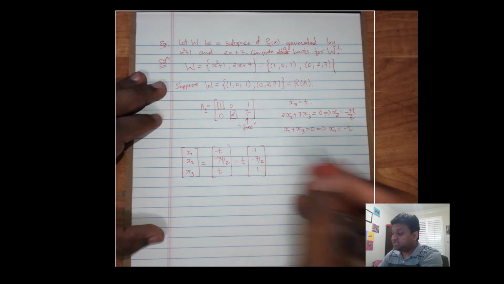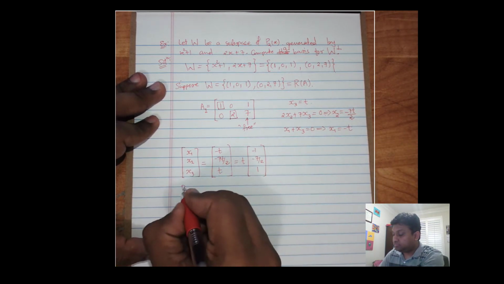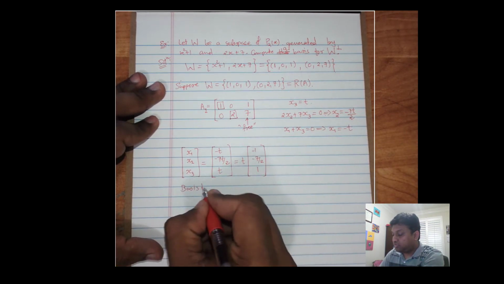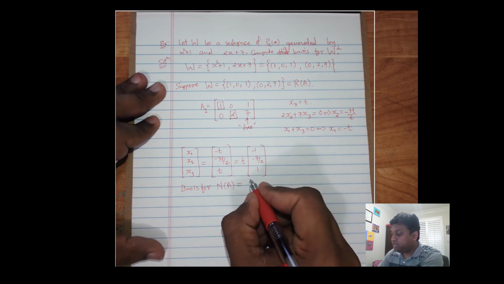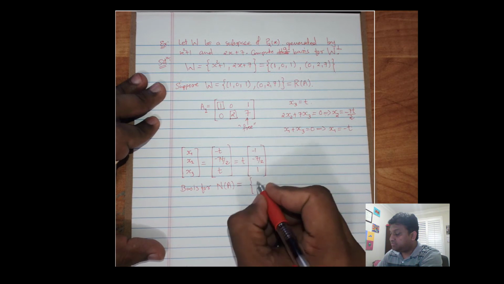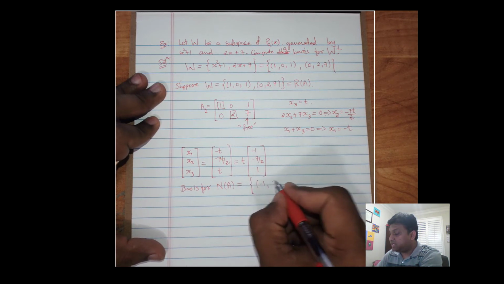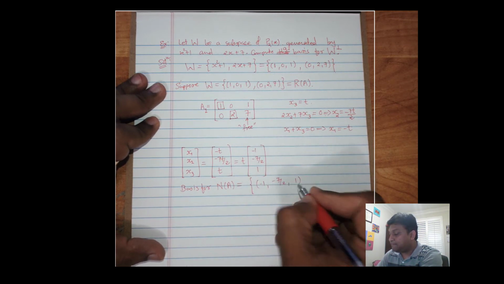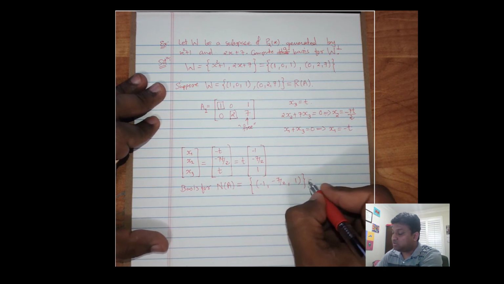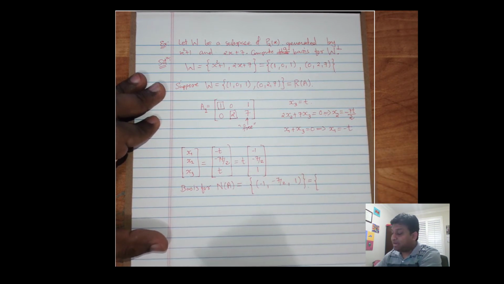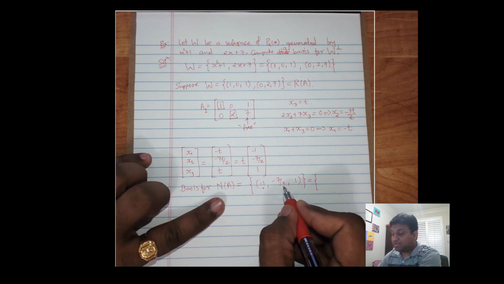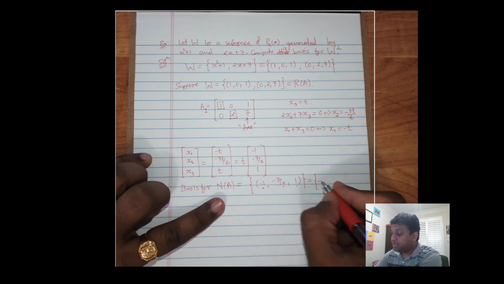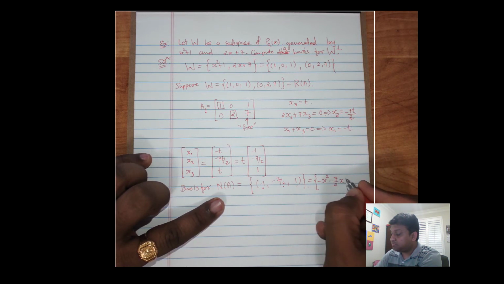So the basis for the null space of A is going to be this particular vector, negative 1, negative 7 over 2, 1. Or you can write it in terms of a polynomial. Let's write it down. This is the coefficient of the x square term, the coefficient of the x to the power 1 term, and the constant term: negative x square minus 7 over 2 x plus 1.